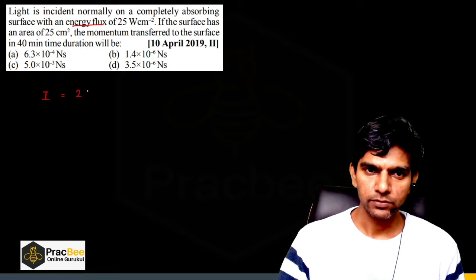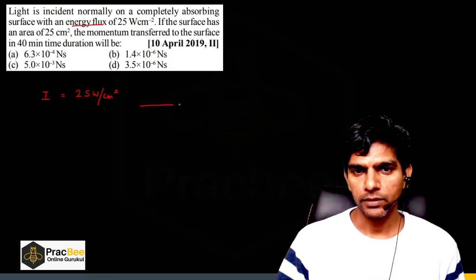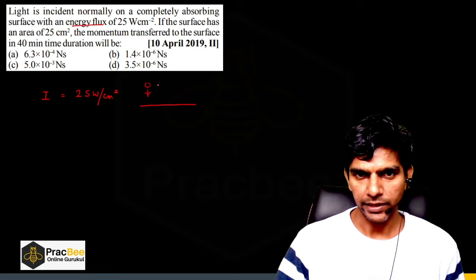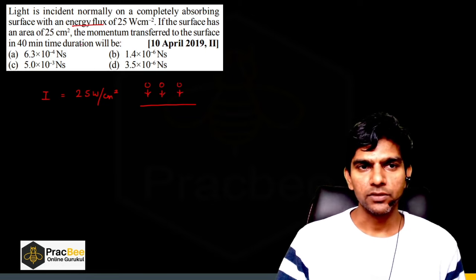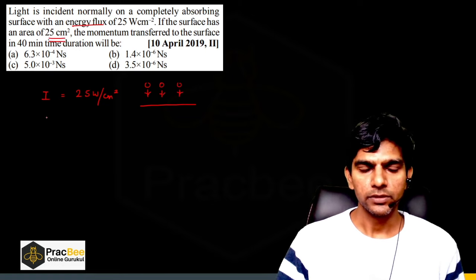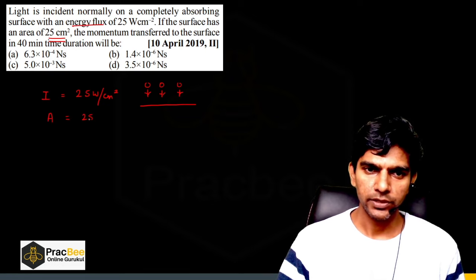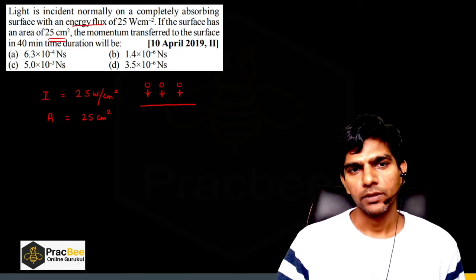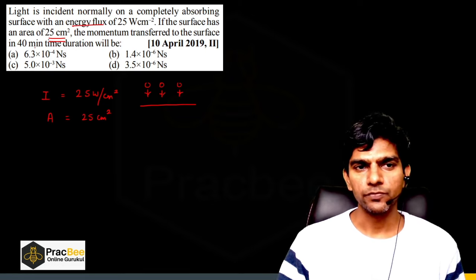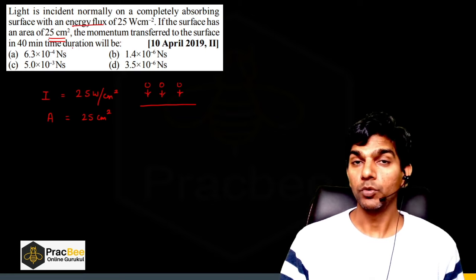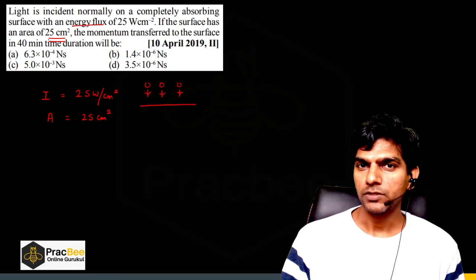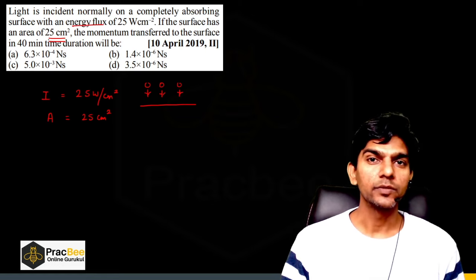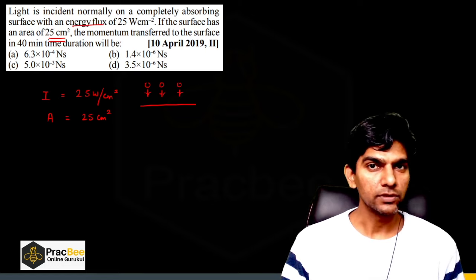So intensity is given to us, 25 watt per square centimeter, and we incident this light normally. If the surface area is 25 square centimeter, so area is given to us. The momentum transferred to the surface in 40 minutes time duration. Do you know what is the momentum transferred in 1 second? It is nothing but the force exerted by the photon on the surface.